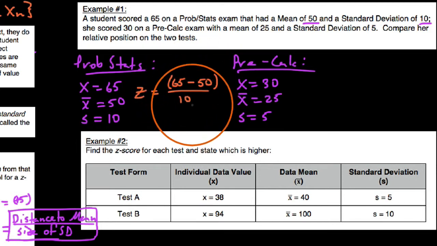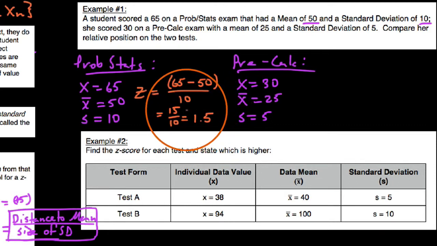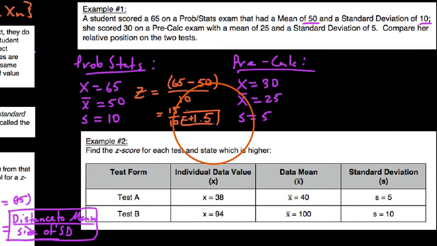We're going to divide by the size of the standard deviation. In this case, we get 15 over 10. And without using a calculator, I should use a calculator, but I'm going to write 1.5, and I'm even going to write positive 1.5.